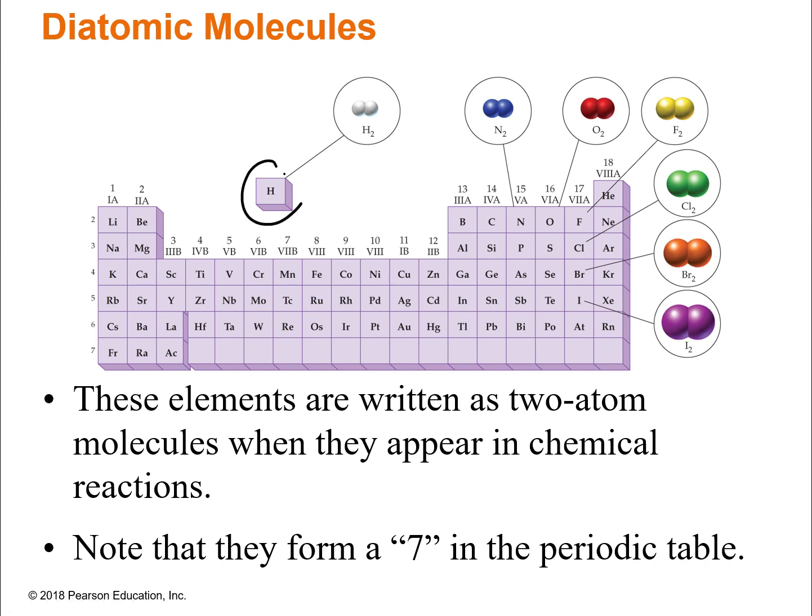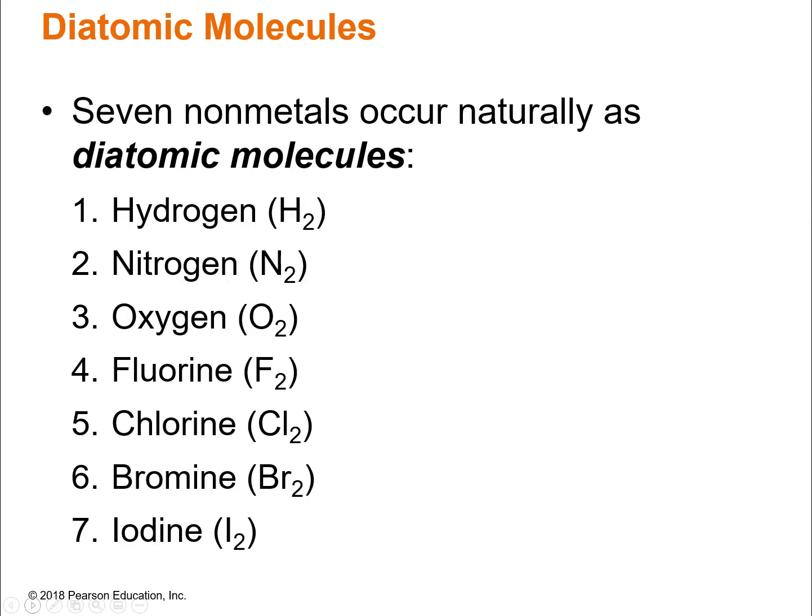Hydrogen is kind of a loner. It's on its own. But all the others form a 7 in the periodic table. Starting with nitrogen, going over to fluorine, and all the way down to, let me try that again, because I included one that shouldn't be included, down to iodine. Forms a 7. Know these. Commit them to memory. Here's the list for you.